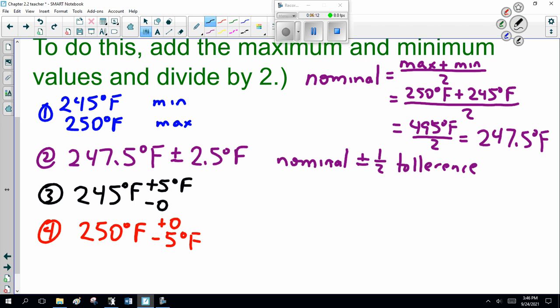This is the minimum value, and this is the maximum. So some people, if they're worried about the maximum value, they'll write it the fourth way. If they're worried about the minimum value, they'll write it the third way. Some people do the nominal, aim for the middle, and go plus or minus half the tolerance. And some people write it the blue way, just show the minimum maximum. No way is perfect.